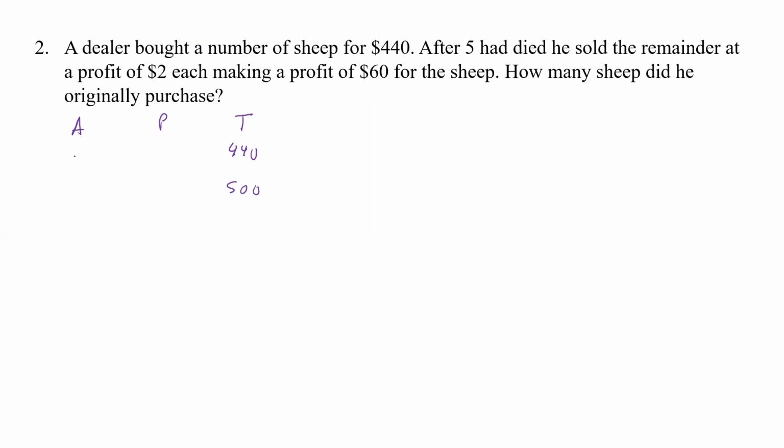Now, we don't know how many he bought, and we don't know the price. So we'll use X and P like we did the last time. Now, it says after 5 died, he sold the rest. Well, after 5 died, we're going to have X minus 5 left over, and he had to make a profit of $2 each, so P plus 2. And now we have our table set up, and again, we're just going to solve for that middle column. So P is equal to 440 divided by X, and then the next one, P plus 2 is equal to 500 divided by X minus 5.